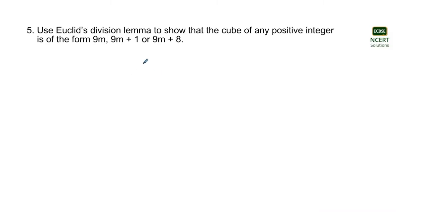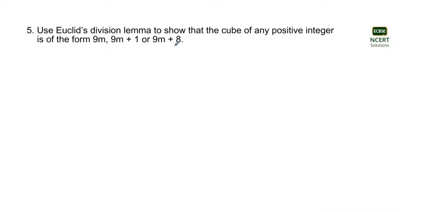Hello students, so now let us do question 5 of exercise 1.1 for the chapter Real Numbers. The question is: use Euclid's division lemma to show that the cube of any positive integer is of the form 9m, 9m plus 1 or 9m plus 8.